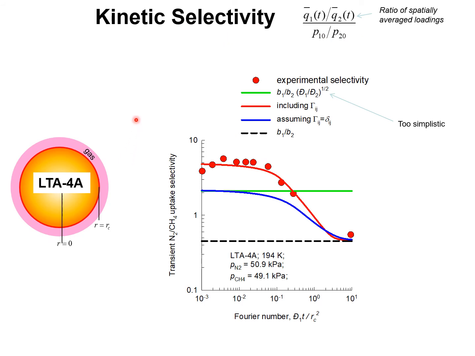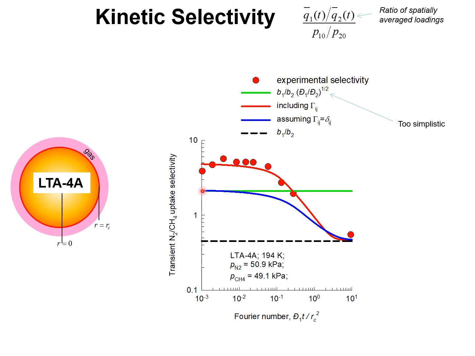Let us examine the concept of the kinetic selectivity for binary mixtures. The kinetic selectivity is defined as the ratio of the spatially averaged component loadings for 1 and 2 divided by the corresponding ratio of the partial pressures in the bulk gas phase surrounding the particle. For the Hapgood experiments, the transient uptake selectivity determined from this formula is plotted here as a function of the Fourier number.